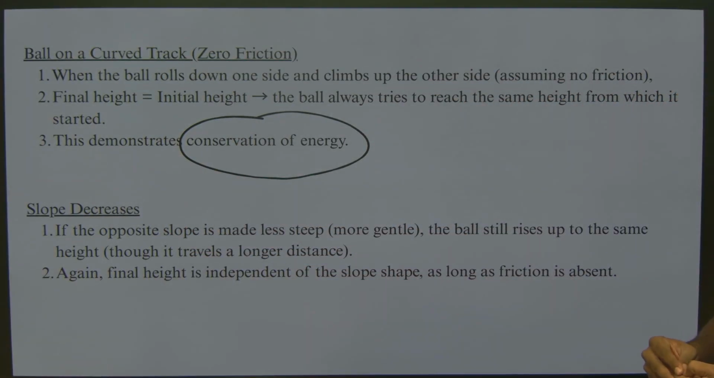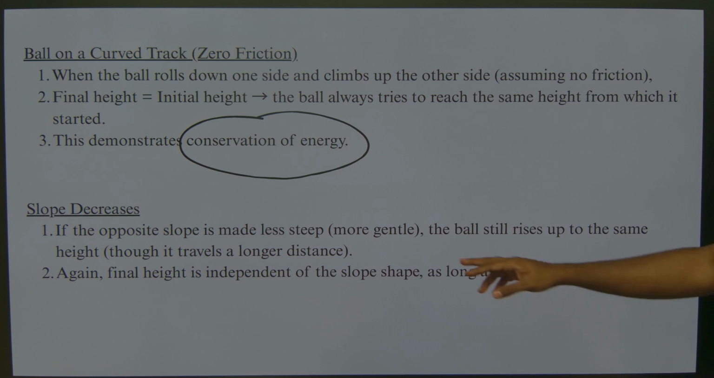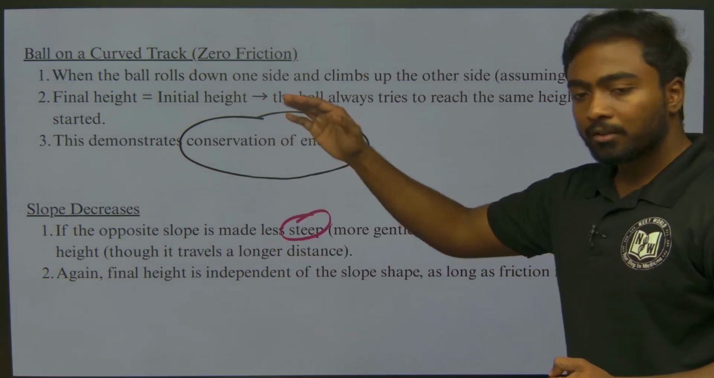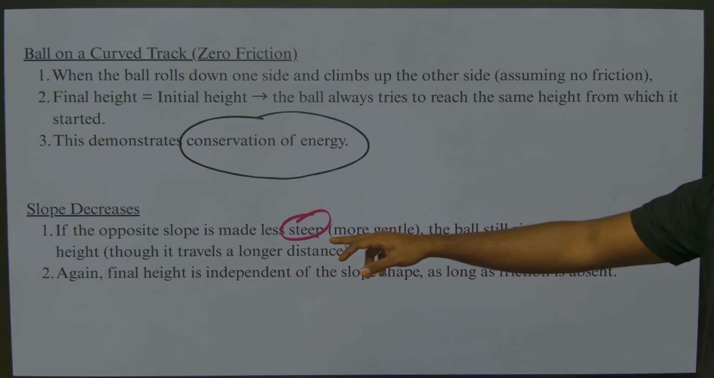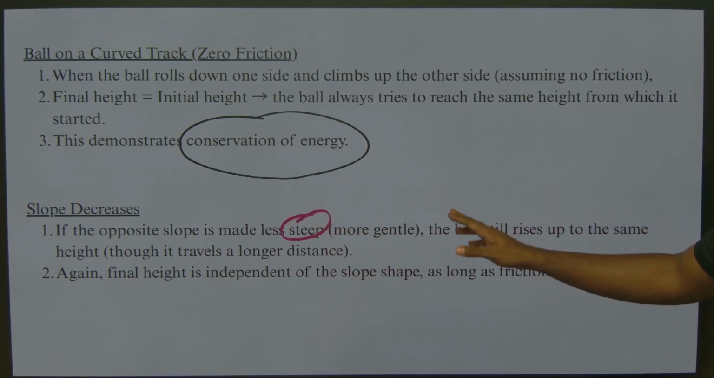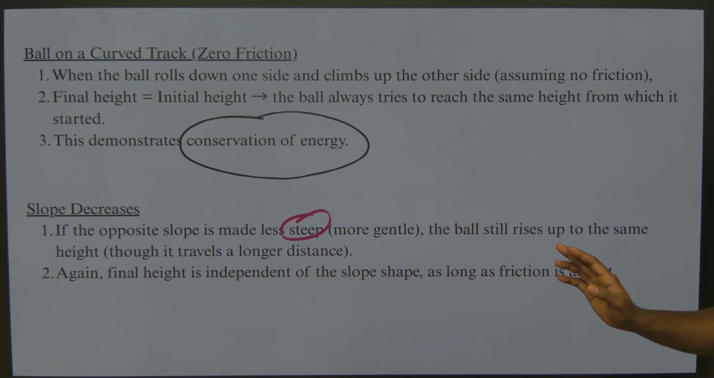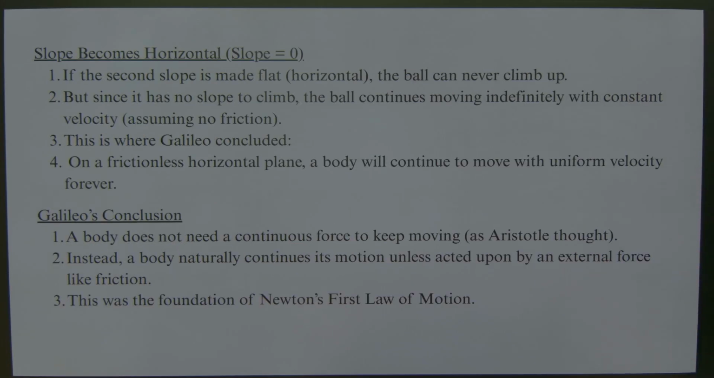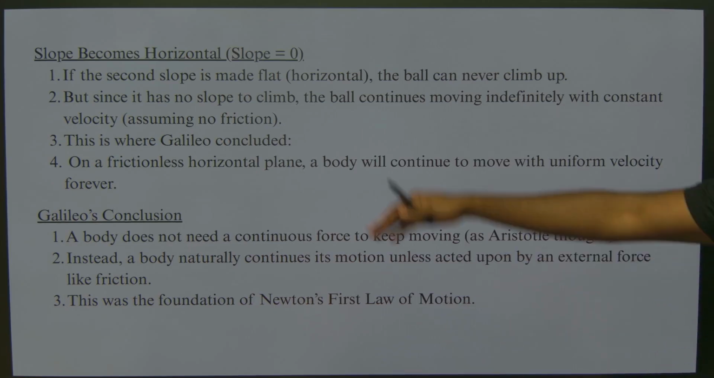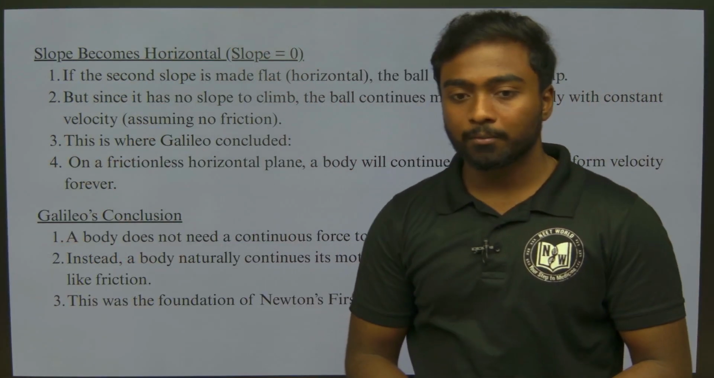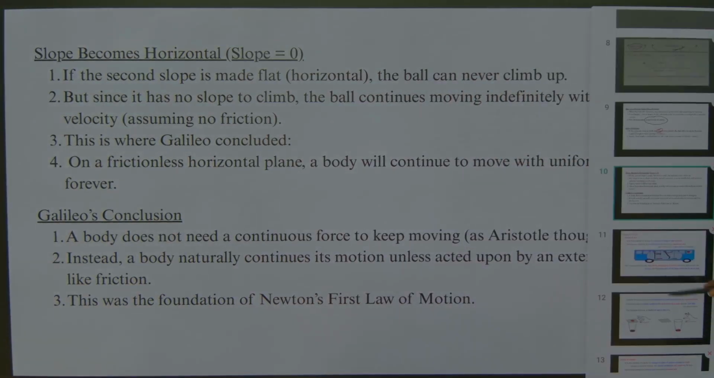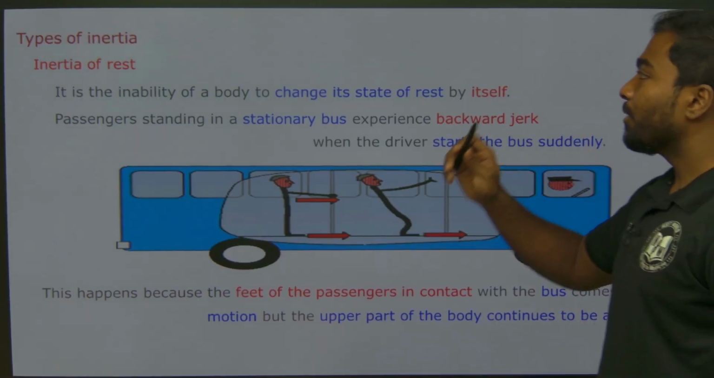If the opposite slope is made less steep, which means more gentle, the slope has been decreased. The ball still rises up to the same height, though it travels a longer distance. Okay. Next one, slope equals 0. The ball will go to infinite distance with the same velocity. Okay, understood, no? So next, we'll see the types of inertia.